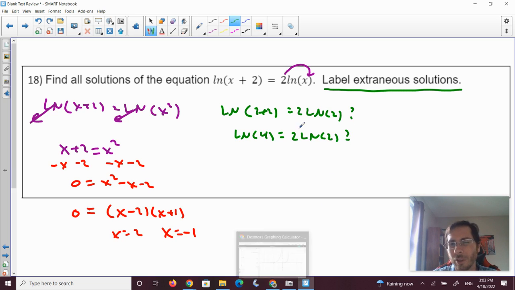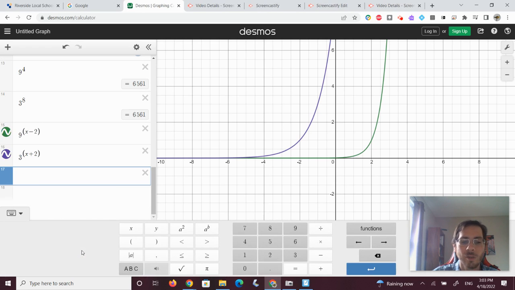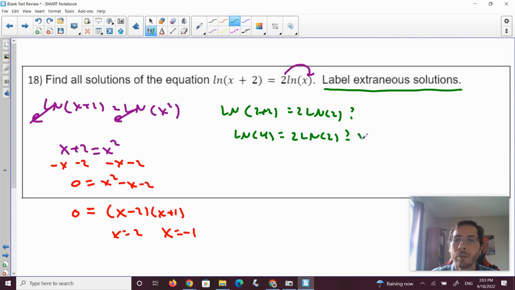We really don't have to. We could put the 2 back in there and it'll work out. But just for checking's sake, ln of 4, 2 ln of 2, and yeah, those are the same. So those work out. So I like that one. That one's pretty good. This one's all good.